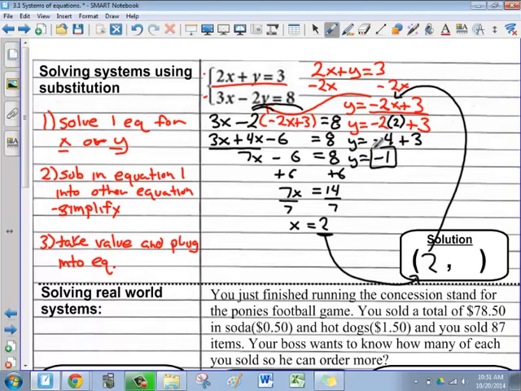And that's my y coordinate right there. Negative 1. So if you were to graph these two lines right here, they would cross at the coordinate 2, negative 1. And that's how you can solve systems using substitution.